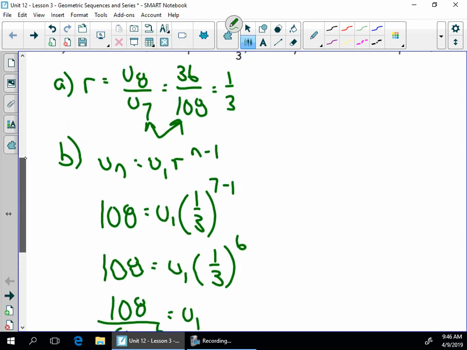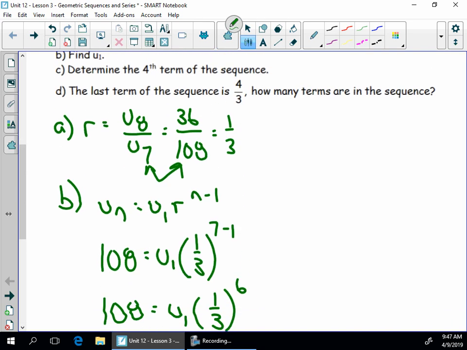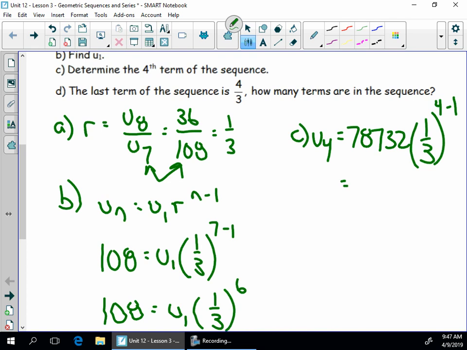Okay, now that we got u1, we got u and r, we can find any other term. So I want to find u number 4, the fourth term. 78,732 was u1. r is 1/3, to the 4 minus 1. You can simplify your exponent, make it a 3 if you want to, just to make it easier to type into our calculators. And I got 2,916.